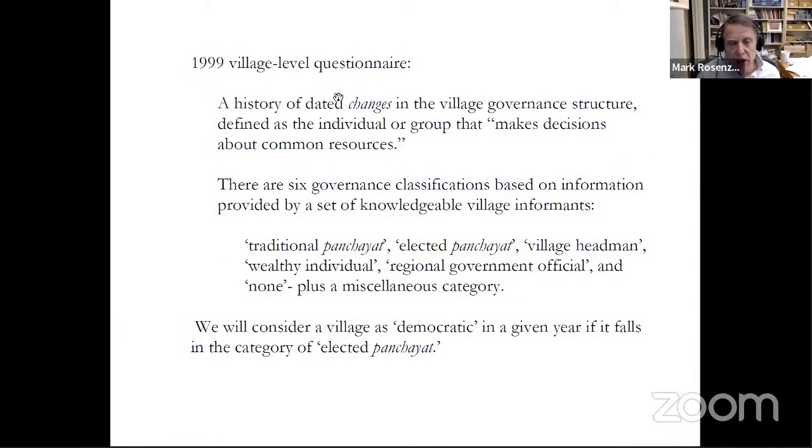What we incorporated in the 1999 round was a village level questionnaire, which asked informed observers in those villages to tell us the forms of government that changed in those villages, the dated changes. So there were 6 governance classifications: traditional, panchayat, you can see them there. Okay, and the knowledgeable village informants told us the dates at which there was a shift from one of those classifications to another. Okay? And we're going to consider a village as democratic in a given year if it falls in the category of elected panchayat. Okay. The traditional panchayat is a panchayat that may have a council, but the members are not elected. It's not necessarily a democratic council.